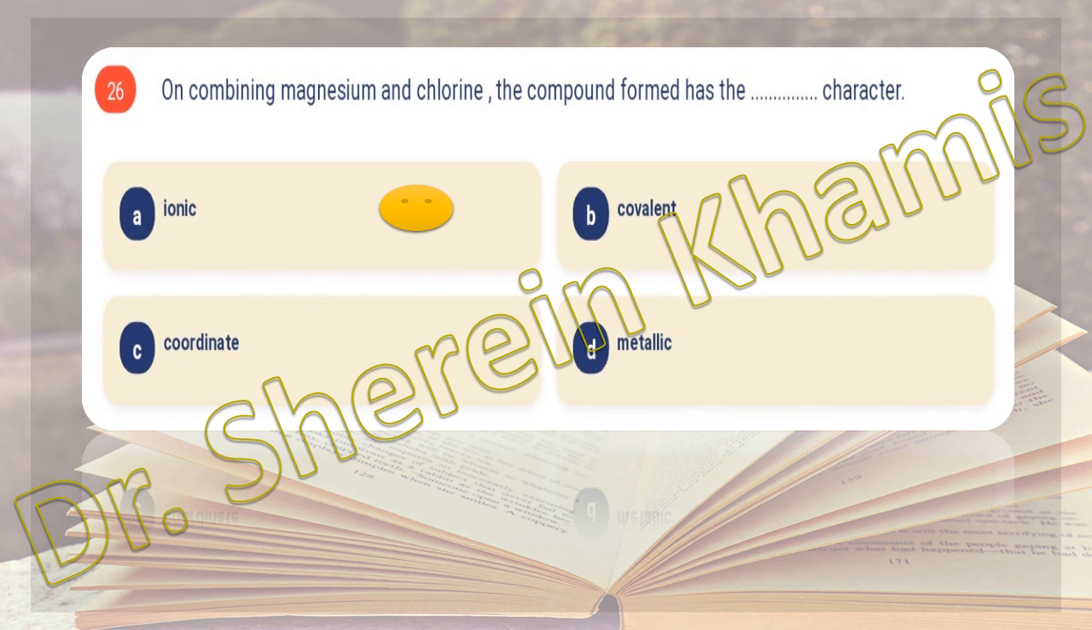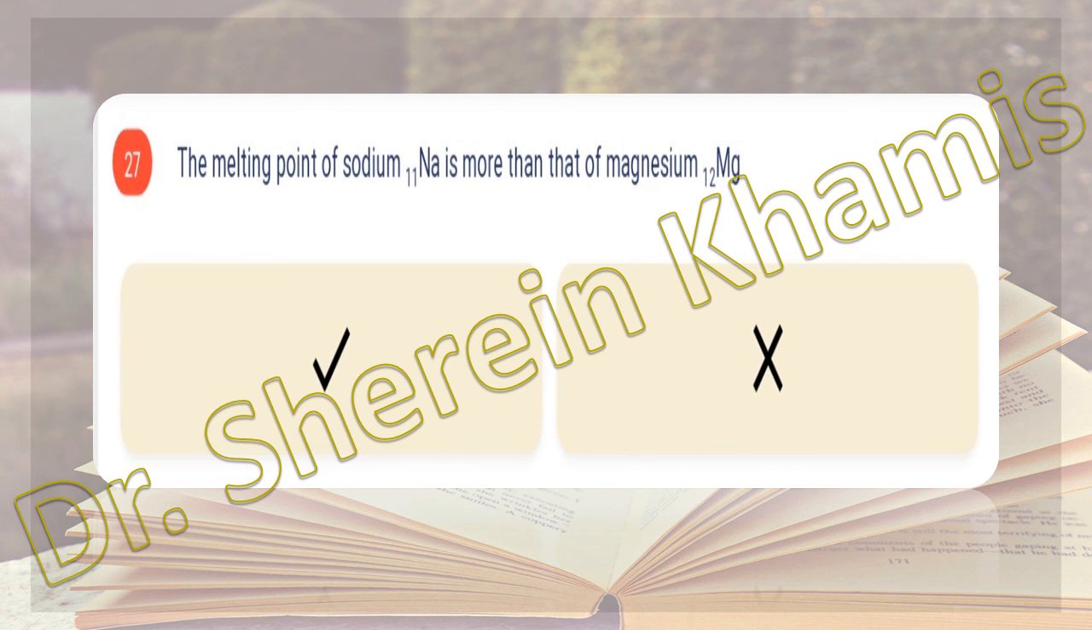Let's go into question 27, the last question of our group of questions today. Question 27 says that the melting point of sodium, Na 11, is more than that of magnesium, Mg 12. Do you think it's a right sentence? No, it's a wrong one. Let's discuss: when we are talking about only the element here, we are talking about just the behavior of the atom.